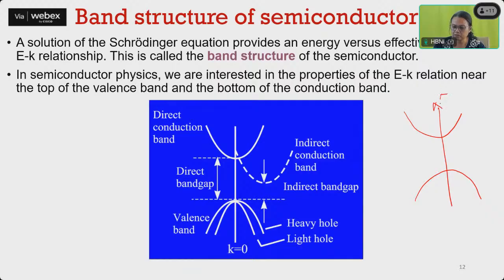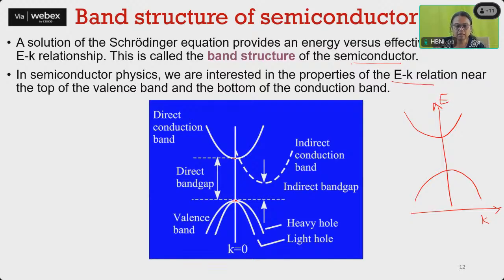So this is the energy and this is the K momentum. Depending on this, this is called the band structure of the semiconductor, the EK relationship. In semiconductor physics, we are interested in the properties of the EK relationship near the top of the valency band, and the bottom of the conduction band.